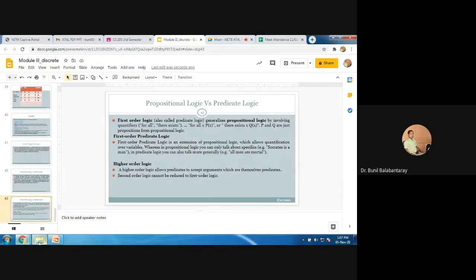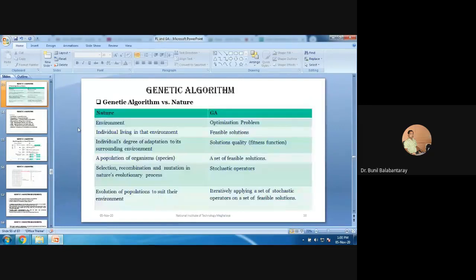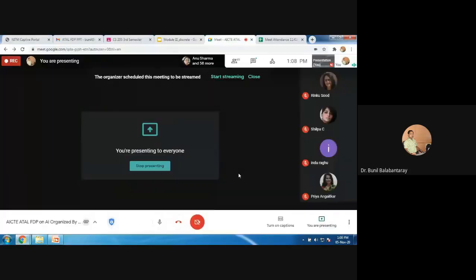So with this, actually, the time is already over. I am not going to go for this genetic algorithm, which I'll be completing in the next session. If any questions related to fuzzy logic and applications of fuzzy logic, I can be happy to answer you. Any questions on fuzzy logic, all of you?